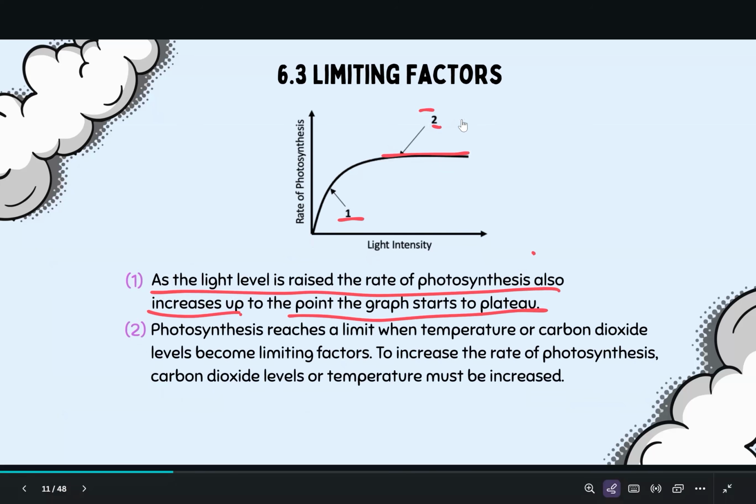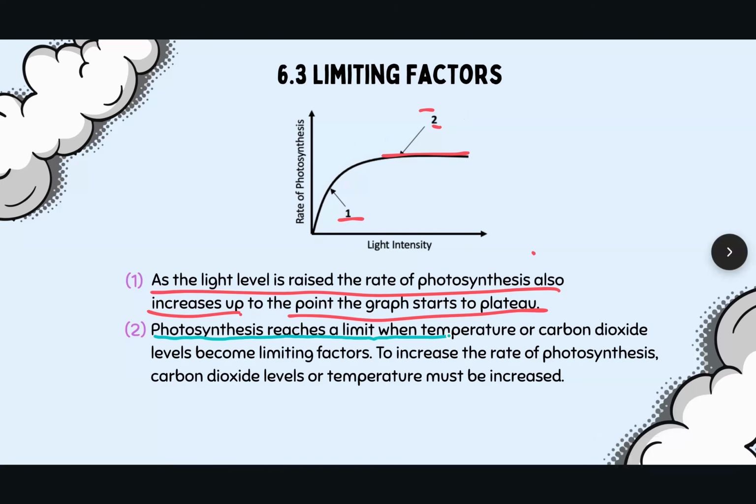Now, if it says explain, you write down the description, but alongside that description, you give your explanation. So as the light level is raised, the rate of photosynthesis also increases. This is because, but that's up to a point, because beyond that point, the graph starts to plateau. This is because photosynthesis reaches a limit when temperature or carbon dioxide levels become the limiting factor. To increase the rate of photosynthesis, carbon dioxide or temperature must be increased.